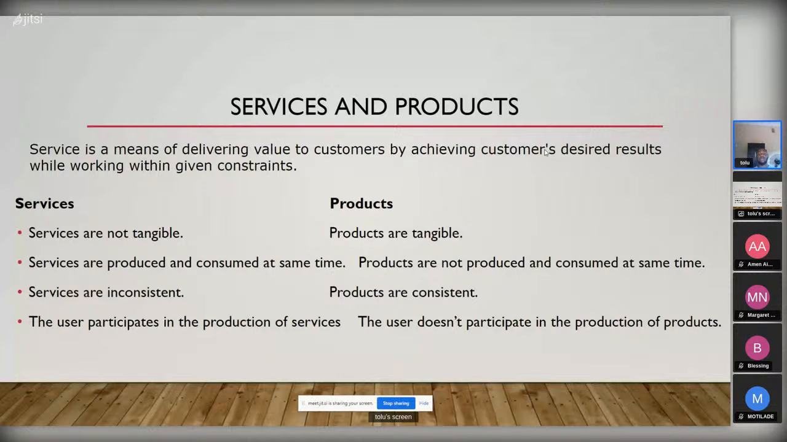Whereas services are used as you are making them. It's not like it has to stop at any point. And services are inconsistent, products are consistent. The user participates in the production of a service, but the user does not participate in the production of products.